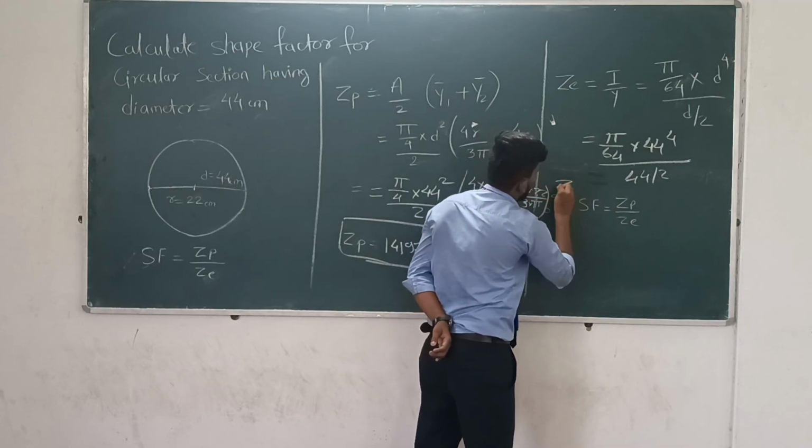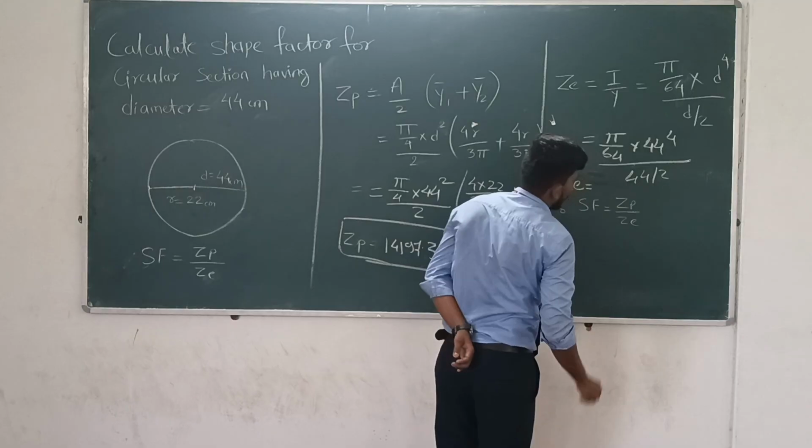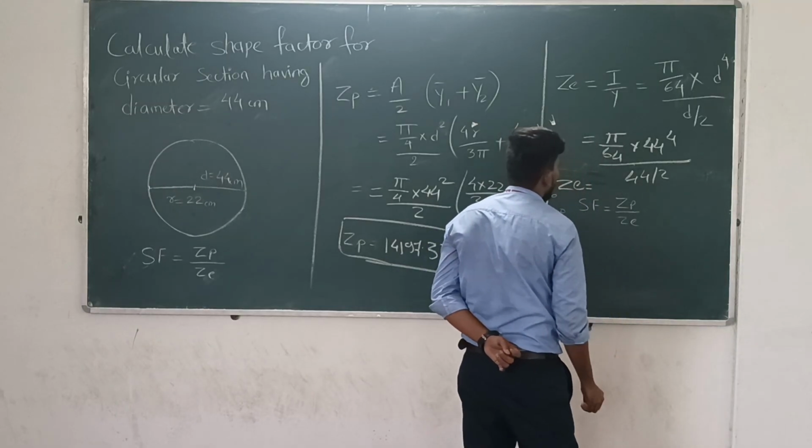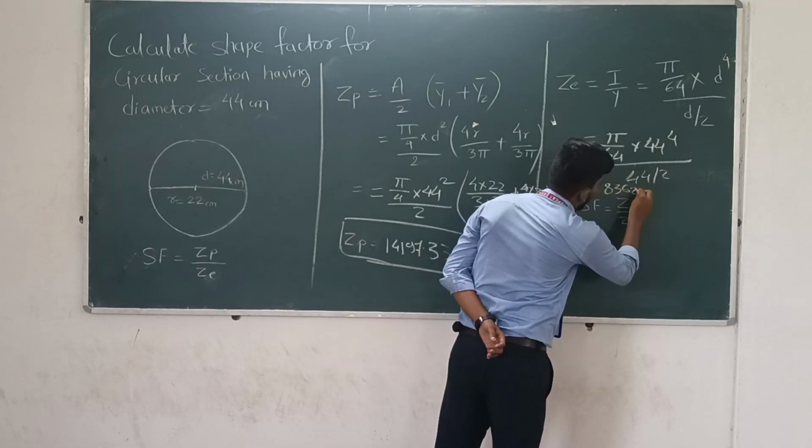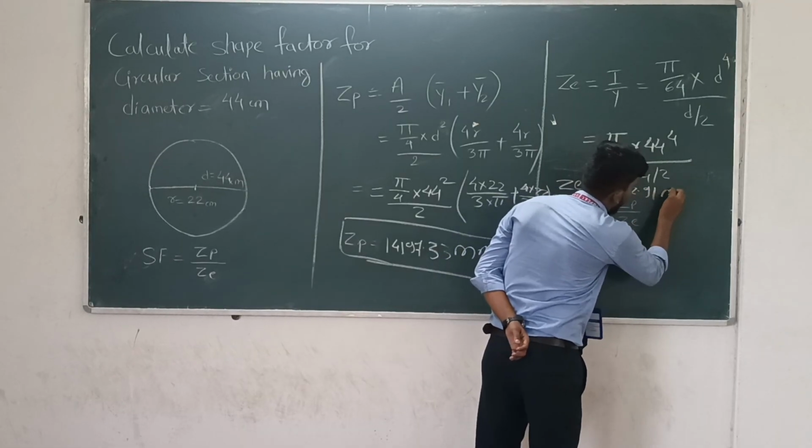The answer is Ze equal to 8362.91 mm cube.